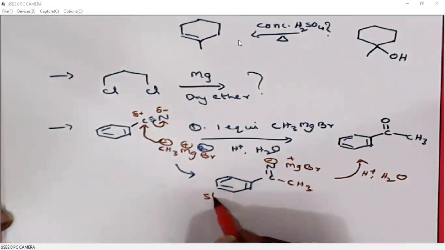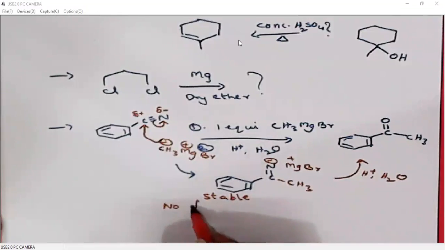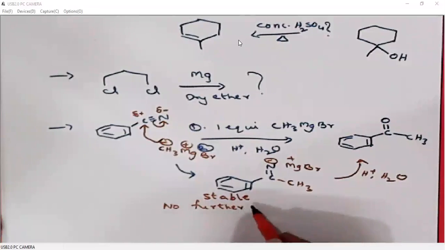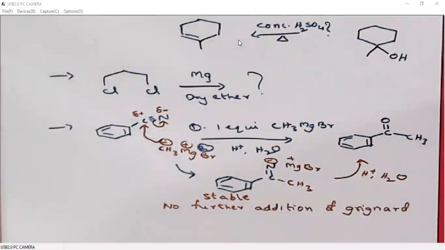Here, this ammonium ion is a stable intermediate. So no further addition of Grignard is possible. Because there is no further addition of Grignard reagent, this ammonium ion will be hydrolyzed to carbonyl.